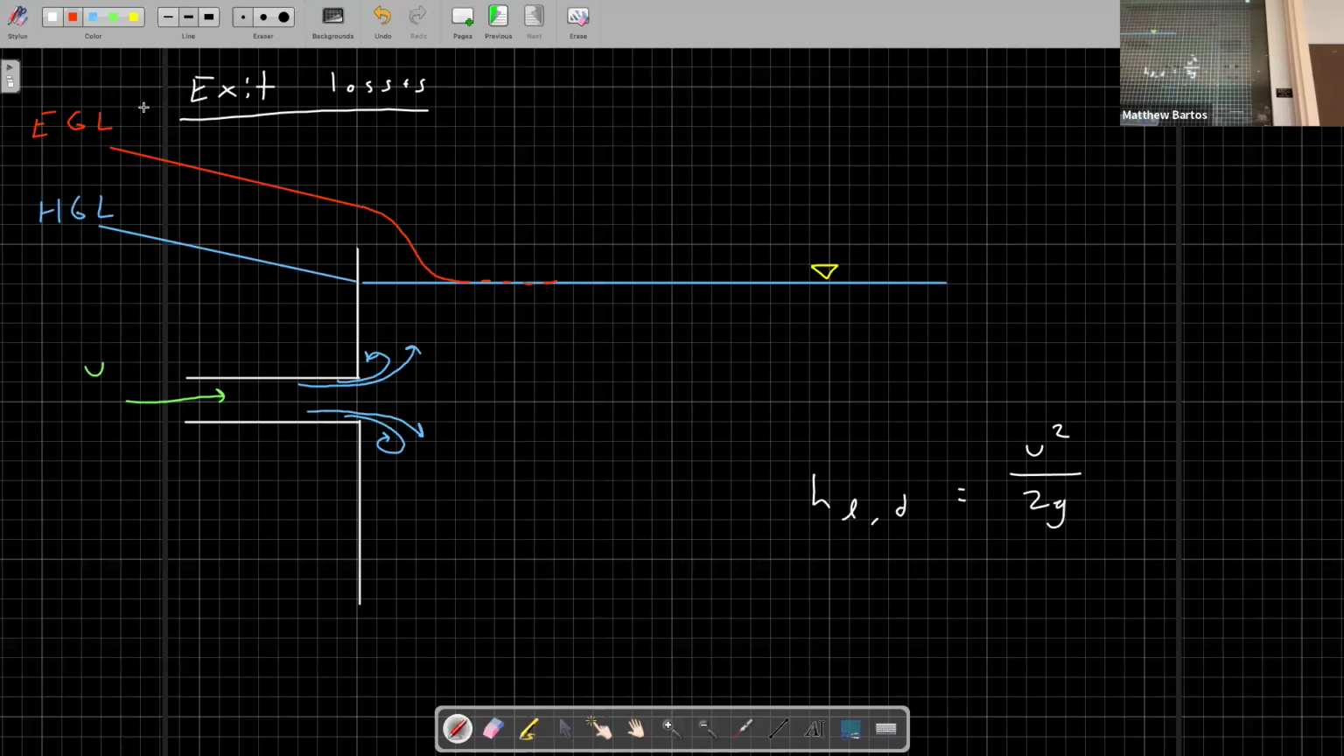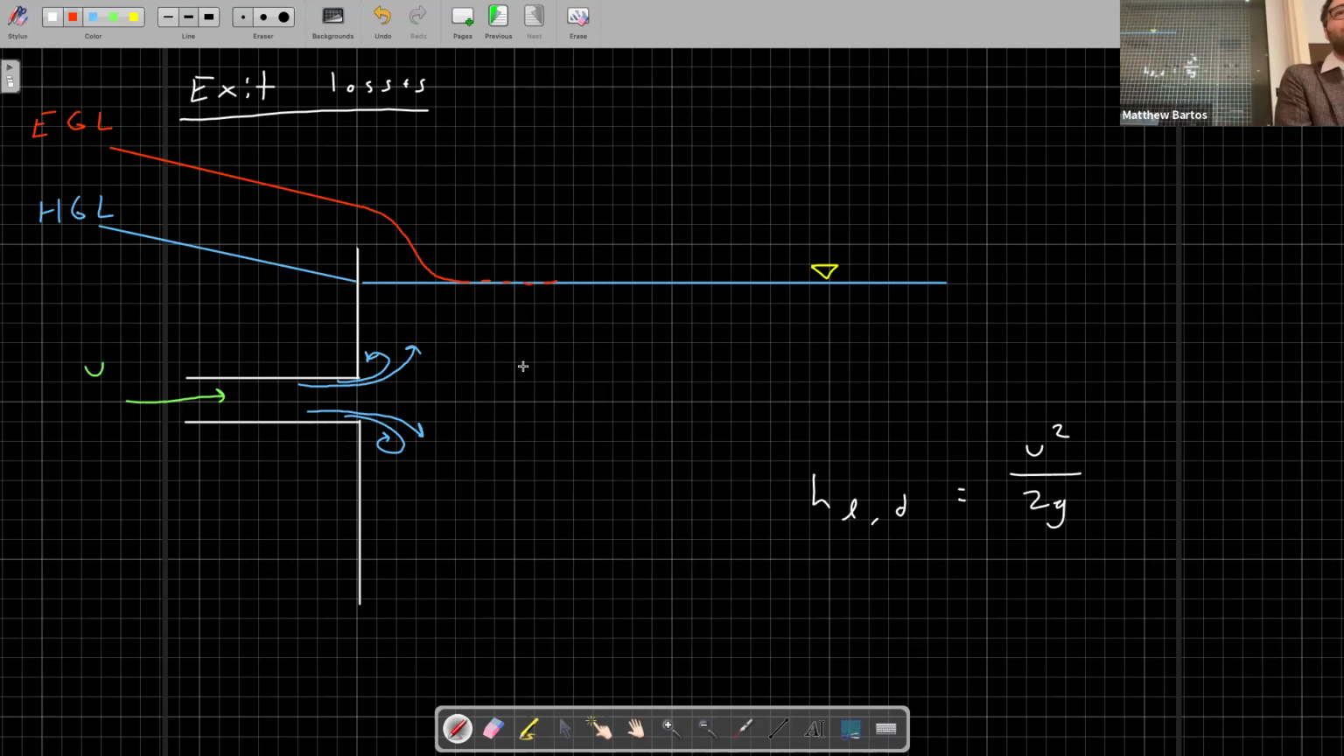So basically all of the velocity head in the pipe is lost. The difference in energy between the pipe flow and the reservoir is just equal to U squared over 2g. Okay, any questions on exit losses?